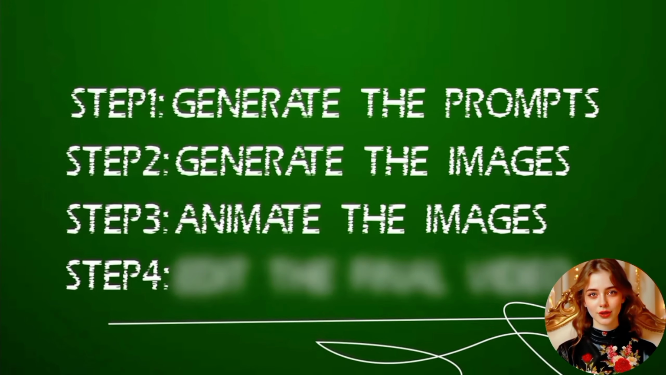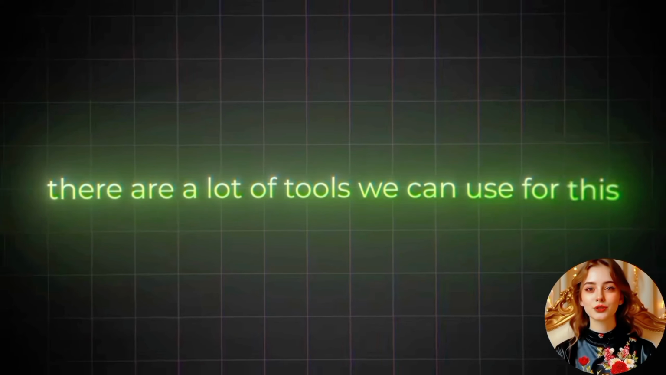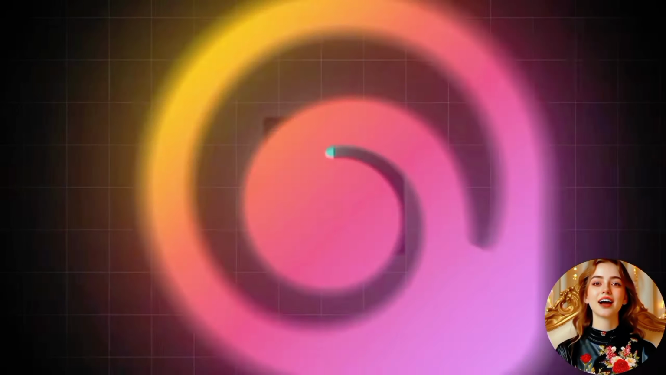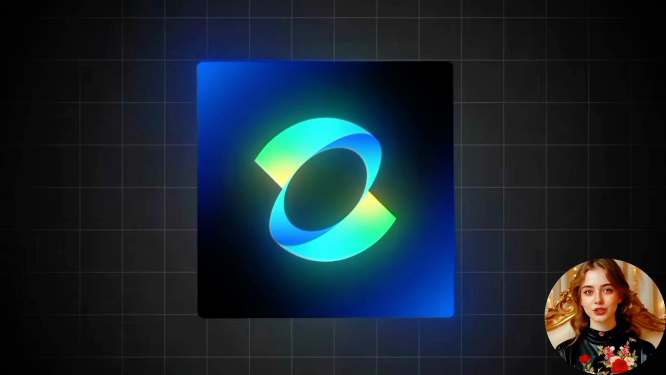Step 3 is where we are going to animate these images. There are a lot of tools we can use for this like Runway, Pika, Luma, Hailuo, Kling AI, and for this one, we are going to choose Kling AI.